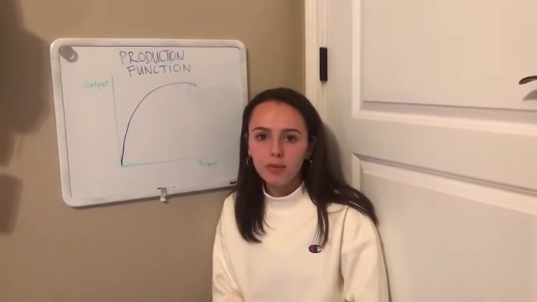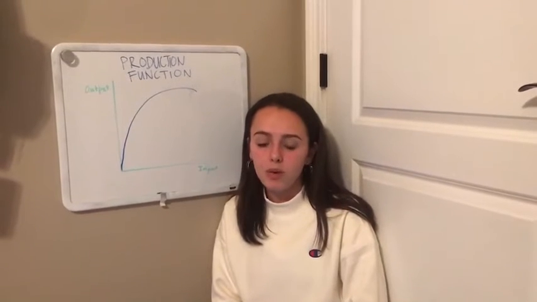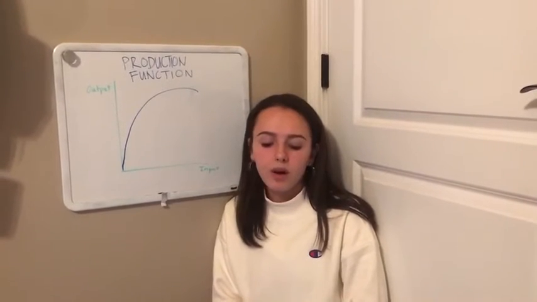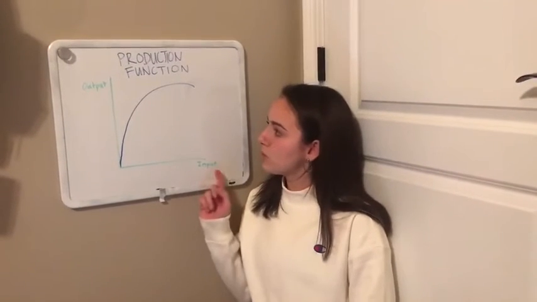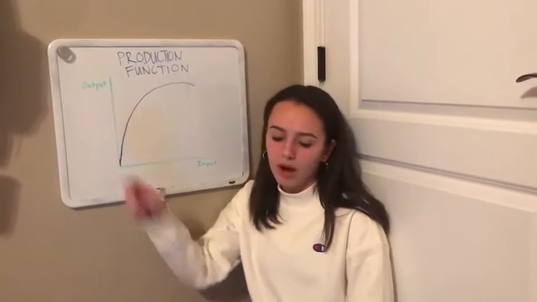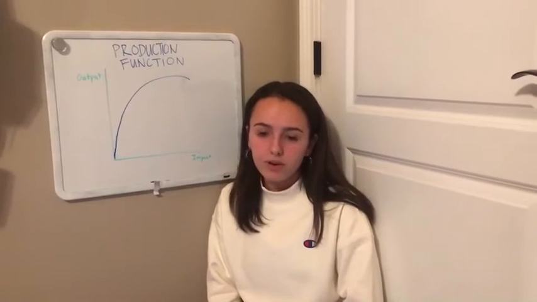So first we're going to be talking about production function, and that is the relationship between the quantity of inputs used to make a good and the quantity of output of that good. So this is the graph of the production function, and it shows the relationship between input on the x-axis and output on the y. And there are two different types of inputs, variable and fixed.